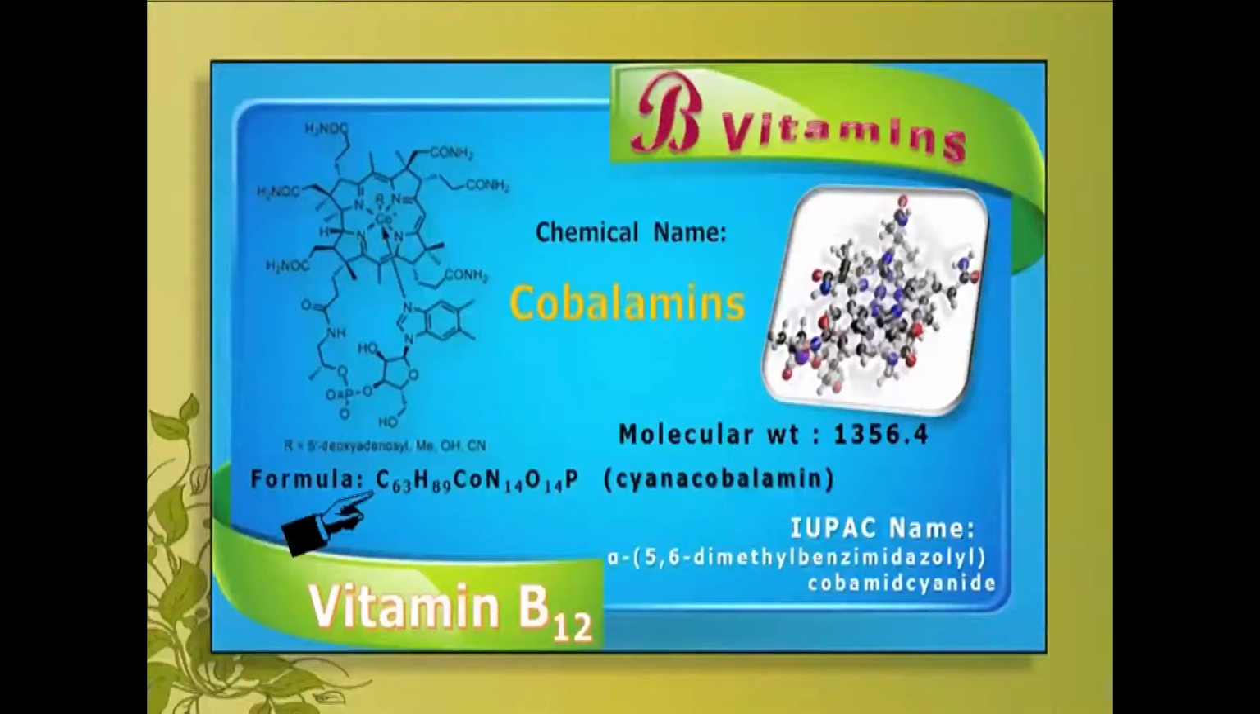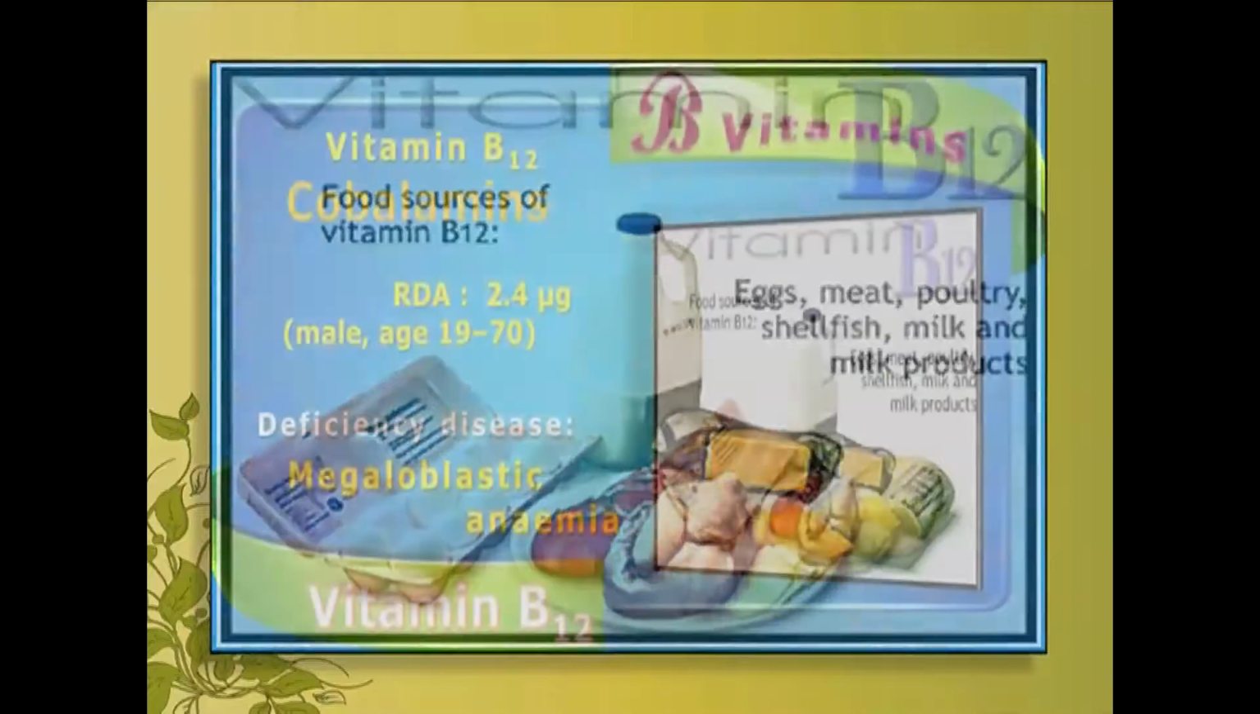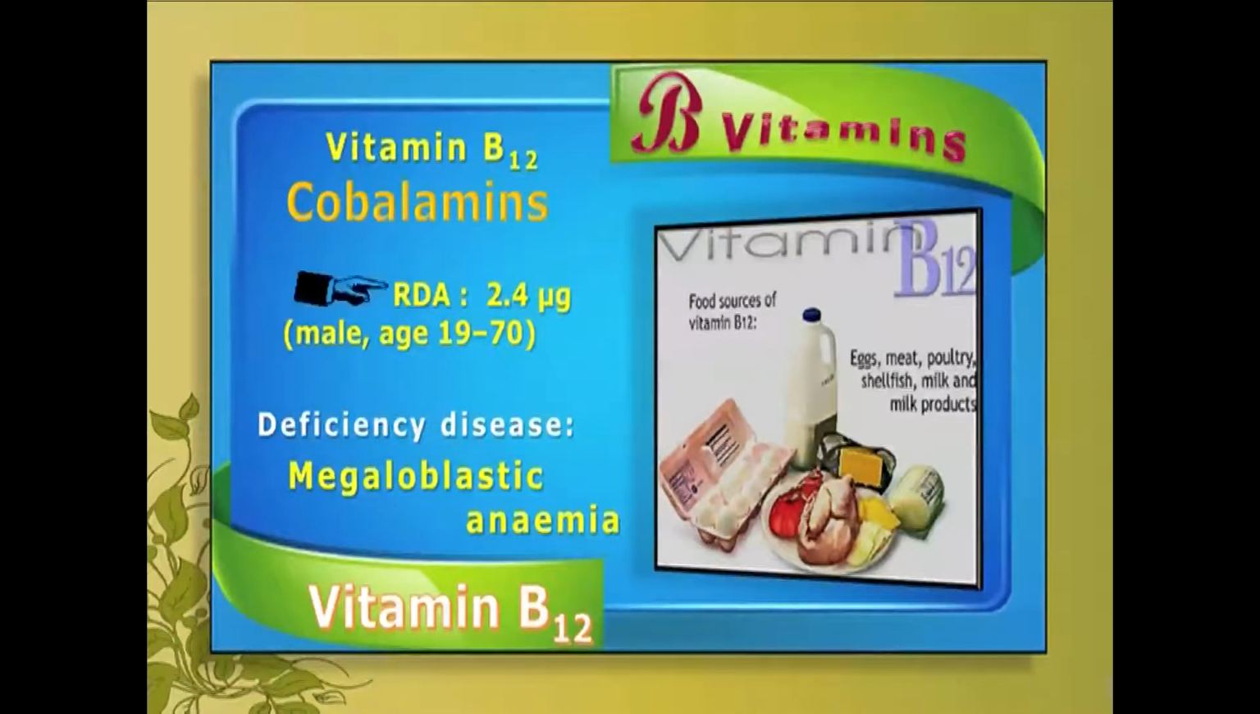Finally, we come to vitamin B12 or cobalamin. Cobalamin has a formula of C63H89CoN14O14P, and the molecular weight is 1356. Foods rich in cobalamin include eggs, poultry, cheese, milk, meat, and the recommended dietary allowance is 2.4 micrograms for males between 19 and 70 years of age, and the deficiency disease associated with vitamin B12 is megaloblastic anemia.